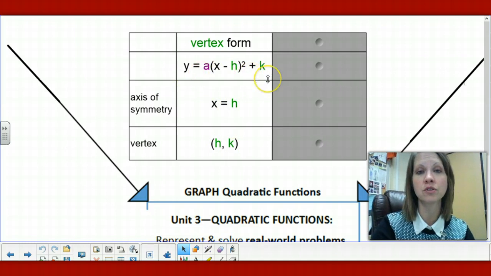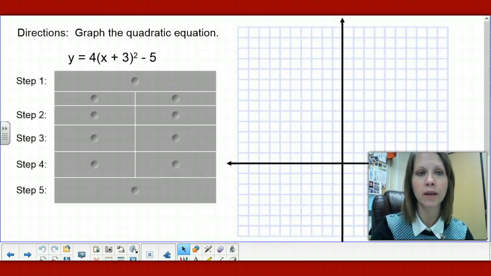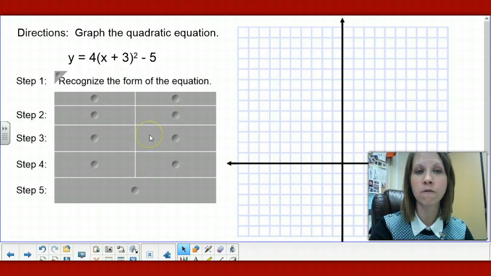Okay, so you're going to have to do two things. You're going to have to look at an equation and know the vertex. You're also going to have to look at a graph and be able to input the vertex into an equation. This form you need to have ready to use, like memorized, for tomorrow. So let's talk about first graphing a parabola given the quadratic equation. Step one, you need to recognize the form of that equation.